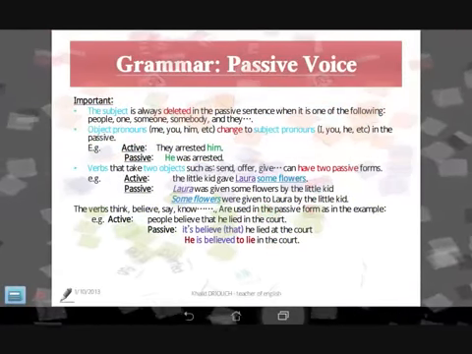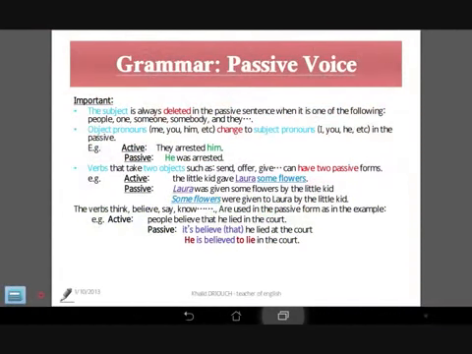There are certain important things that we should remember about the passive voice, and we're gonna start with the first important point, which is that the subject is always deleted in the passive sentence when it's one of the following: people, one, someone, somebody, and they. We don't have to repeat the subject in the passive sentence when it's one of those words, simply because that's one of the main reasons why we change the active sentence to a passive sentence.